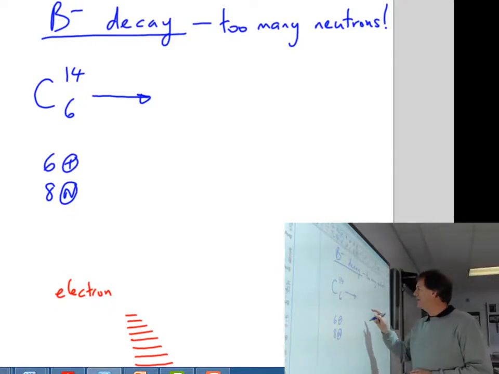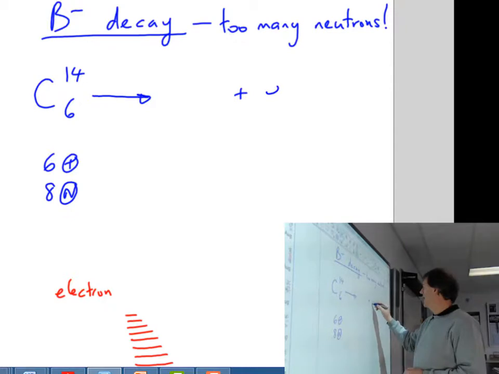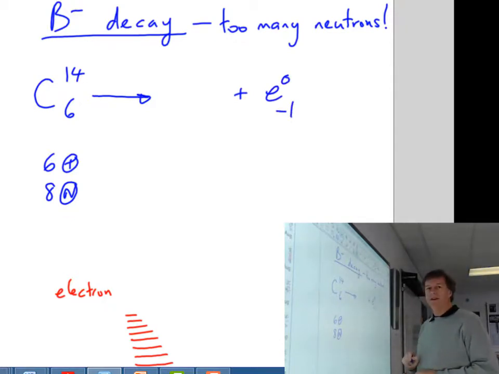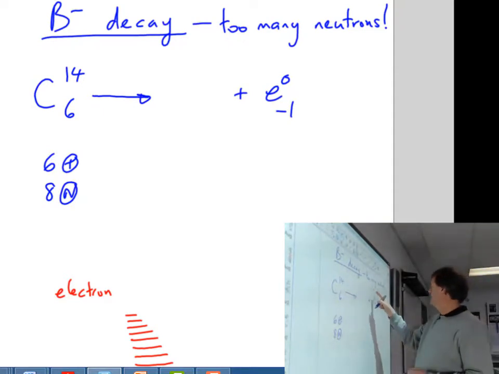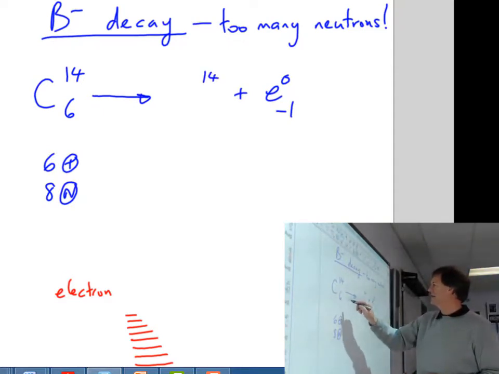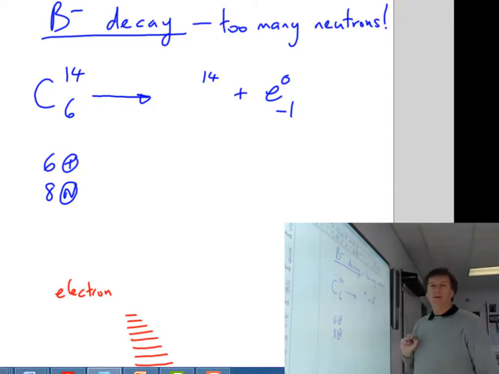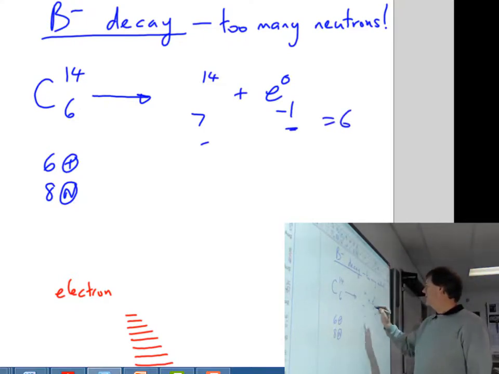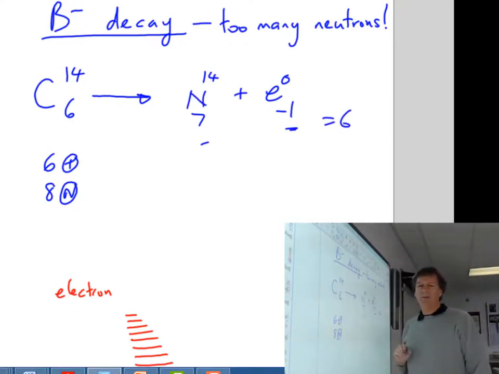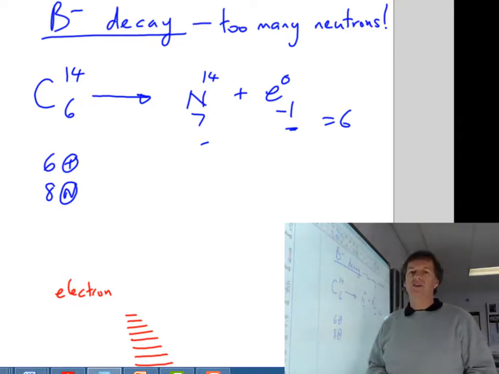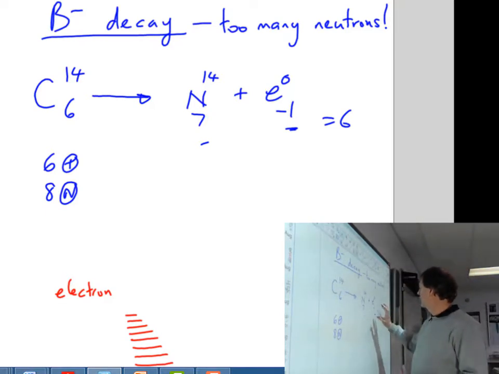So in that case what it does is it splits out a negatively charged particle, an electron, in this beta minus decay process. Now if you check that out, this would have to be 14, because 14 plus 0 is 14. 6 needs to be the total on this side. The only way that can happen is if that's actually a 7, because 7 plus minus 1 will give you 6. So this has to be a 7. So what's happened here is carbon has changed to nitrogen in a nuclear reaction and spat out the electron in this beta minus decay process.